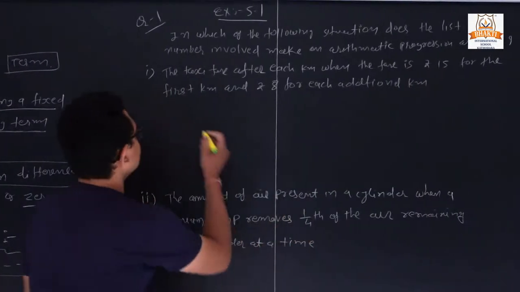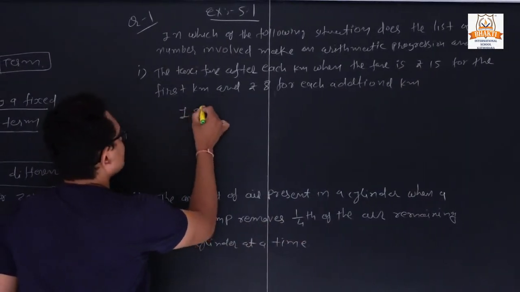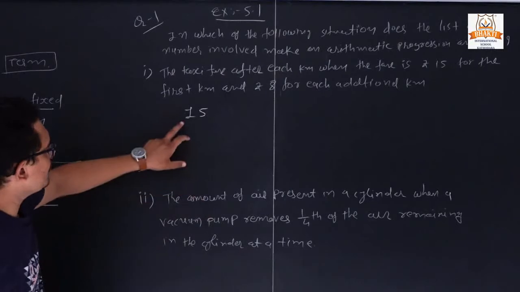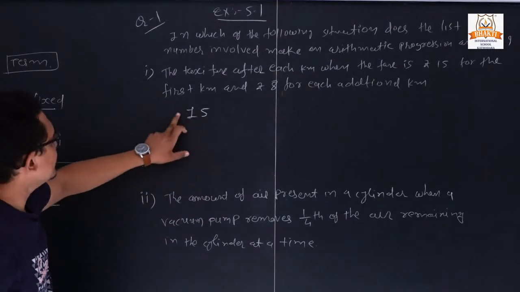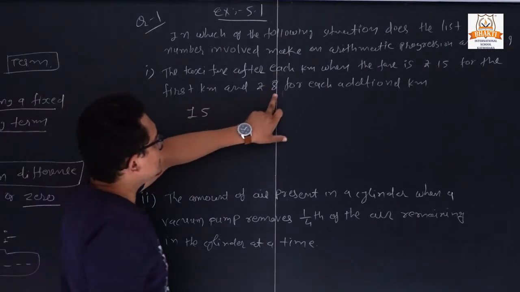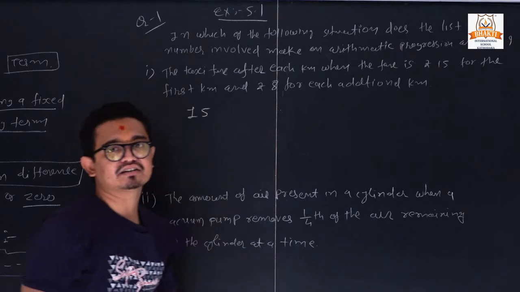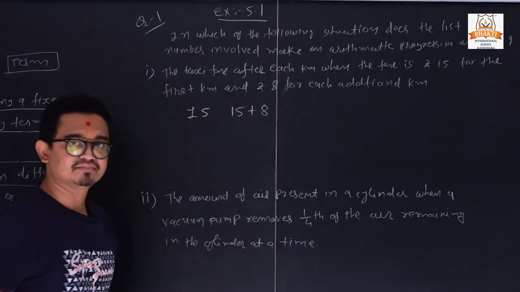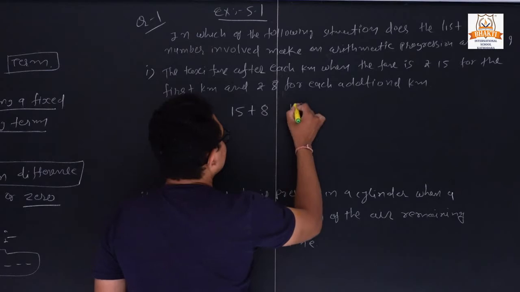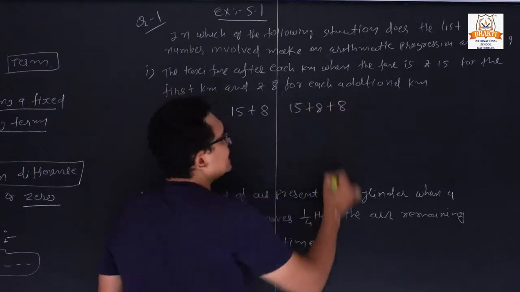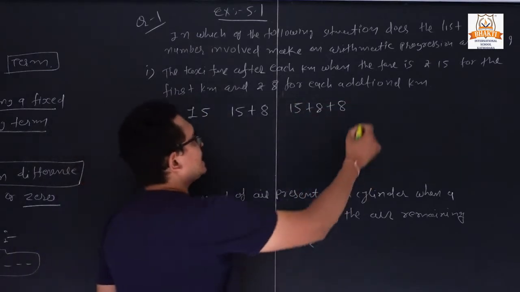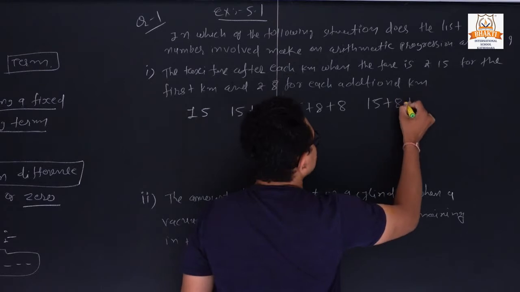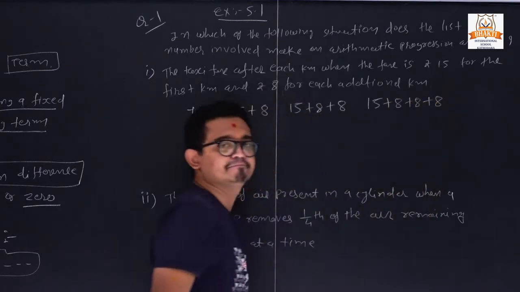So for the first kilometer, if you travel up to 1 kilometer, you need to pay 15 rupees, and 8 rupees for each additional kilometer. Suppose we are traveling 2 kilometers, so 15 plus 8. Suppose we are traveling 3 kilometers, so 15 plus 8 plus 8. Suppose we are traveling 4 kilometers, so 15 plus 8 plus 8 plus 8.